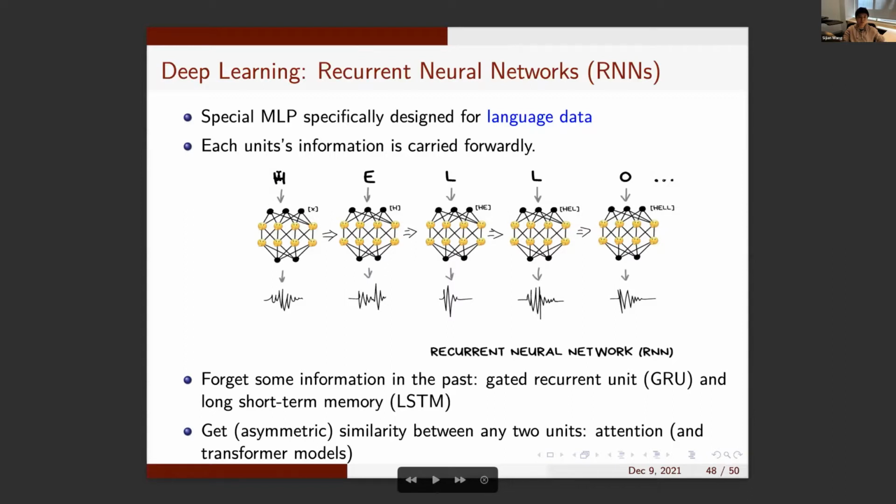So here I use an example. Suppose we have the word hello. We can decompose hello into 5 letters, and there is a special order here. H is the first letter, E is the second letter. And the recurrent neural network just goes from the beginning to the end. And in each step, it not only captures the information at the current stage, it also remembers the information from the previous stage. So if you keep doing this, at the end you accumulate all of this information.